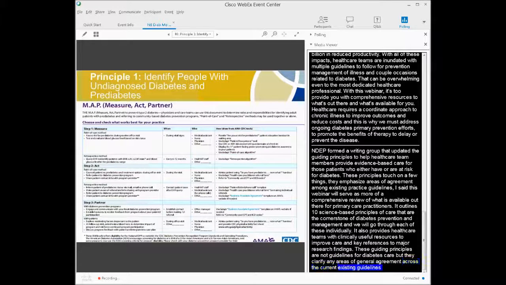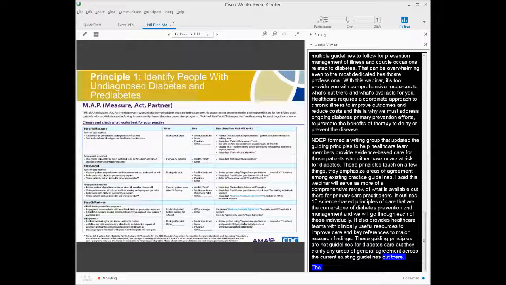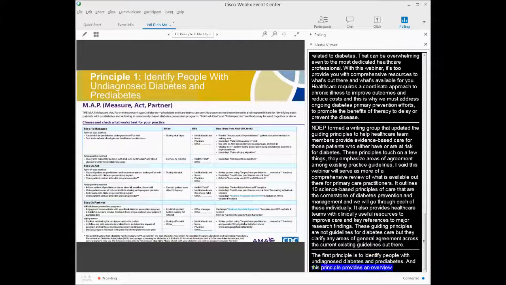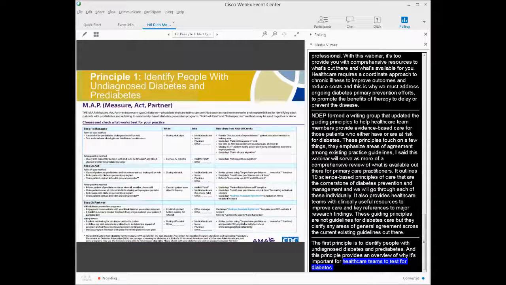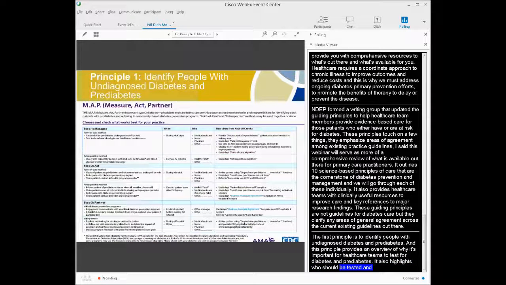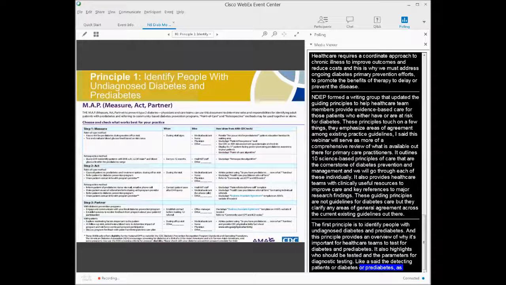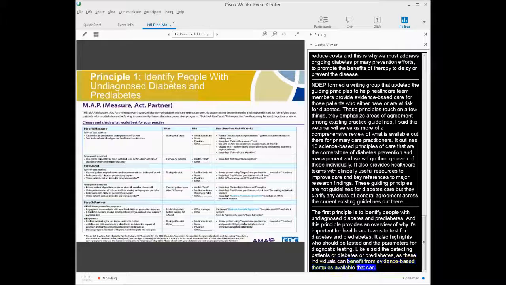So the first principle is to identify people with undiagnosed diabetes and prediabetes. And this principle provides an overview of why it's important for healthcare teams to test for prediabetes and diabetes. It also highlights who should be tested and the parameters for diagnostic testing. So like I said, detecting patients with diabetes or prediabetes is essential for identification, as these individuals can benefit from the evidence-based therapies that are available for them that can alleviate their risk for progression to diabetes, and it can also help to modify their risk.